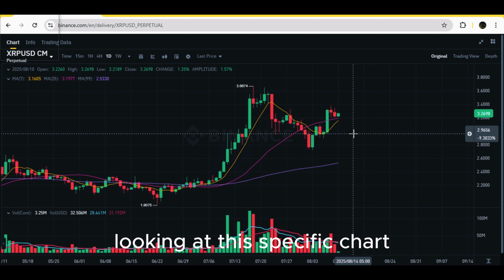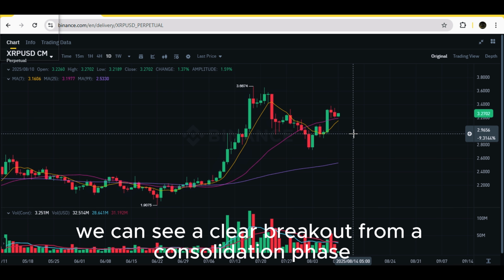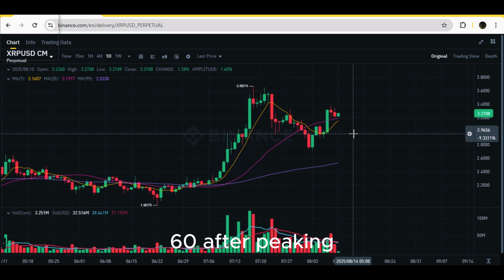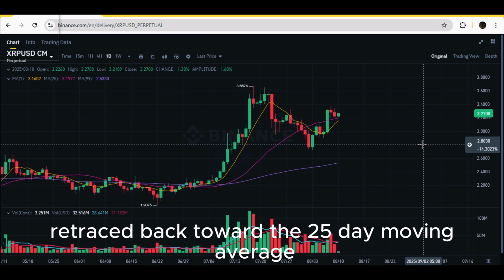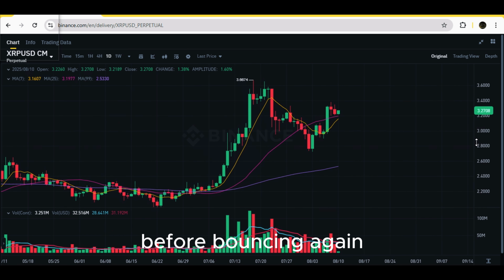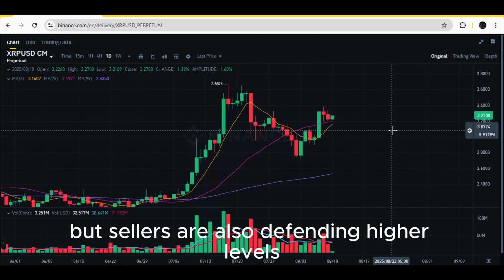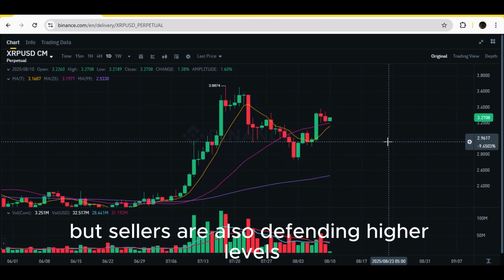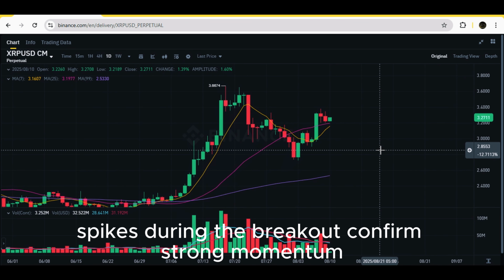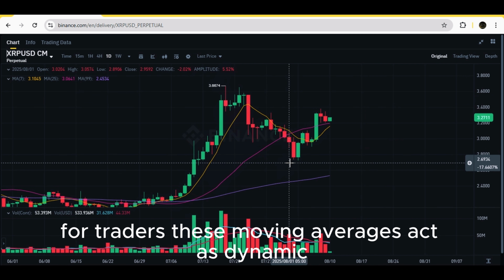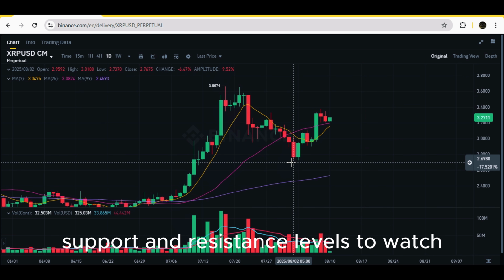Looking at this specific chart, we can see a clear breakout from a consolidation phase near $2, followed by a strong bullish rally up toward $3.60. After peaking, the price retraced back toward the 25-day moving average before bouncing again. This structure tells us buyers are still active, but sellers are also defending higher levels. Volume spikes during the breakout confirm strong momentum. For traders, these moving averages act as dynamic support and resistance levels to watch.